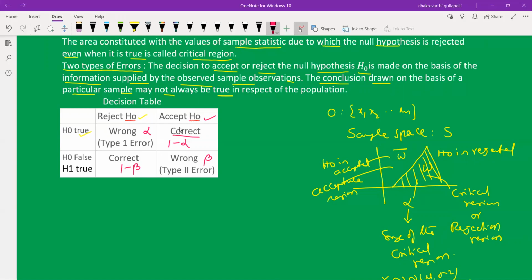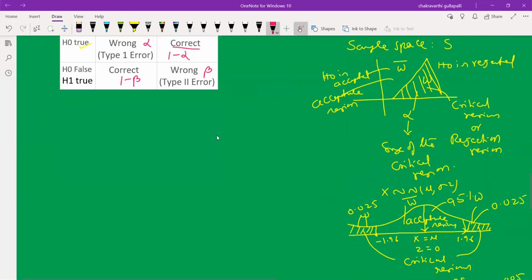Accept H naught when H naught is true: your decision is correct. That is called the correct statement. Reject H naught when H naught is false: that is the correct statement. But accept H naught when H naught is false: that is wrong, you have committed an error. That is called type 2 error. So there are two types of errors: type 1 error and type 2 error.